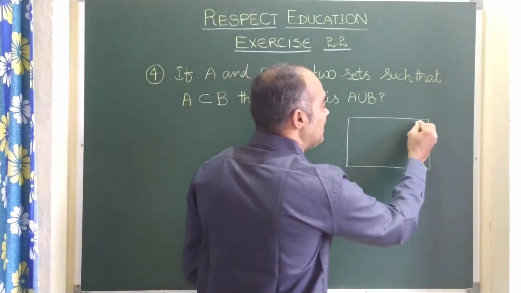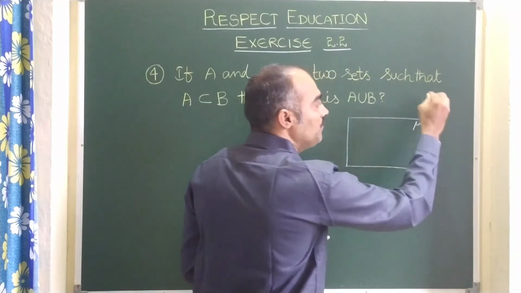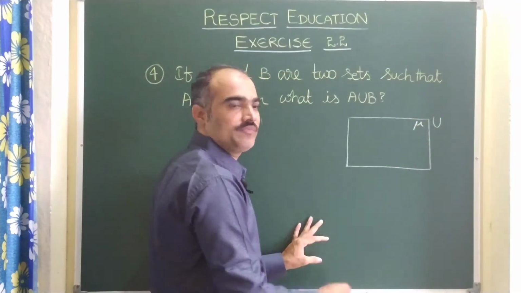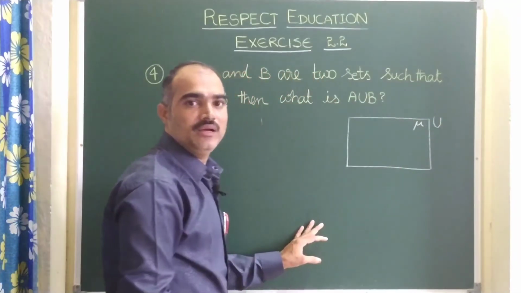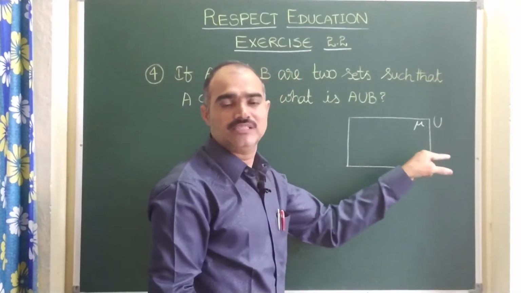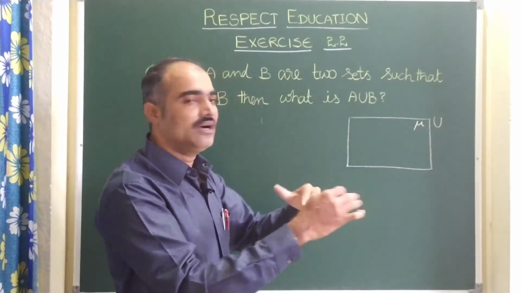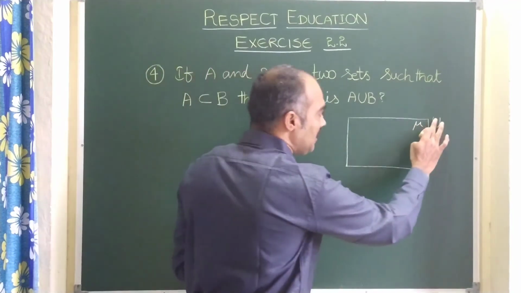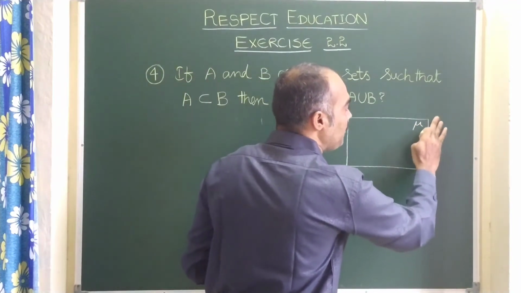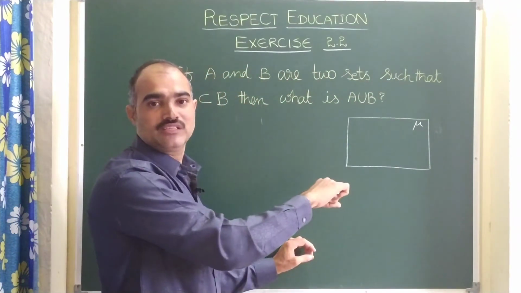That is denoted by either mu or u. You can take any one of the symbols, no problem. If you want to write u in place of mu, you can. But mu is mostly suggested because u may get confused with the union and the universal set. So better, 90% of the time, just try to remember mu only. So mu is the universal set. I will tell you what a universal set is also.